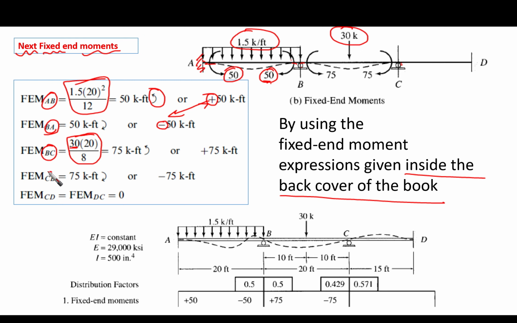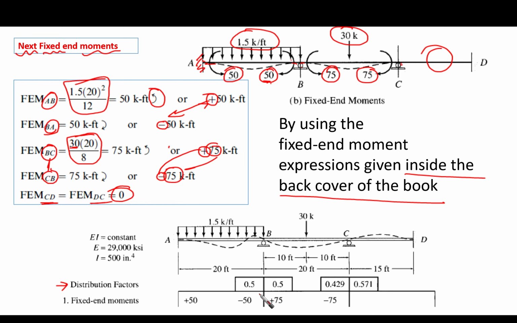For member BC, we have BC and CB. In a similar fashion, you are going to get positive 75 and negative 75. They are the same magnitude, but different signs and orientation. What about CD? It is 0. There is nothing here. No external forces, no fixed end moments. So fixed end moments for CD or DC equal 0. Okay, so this is the second step, or let's assume this is the first real step in the table. Before that, it's like a pre-step for the preparation, the distribution factors.